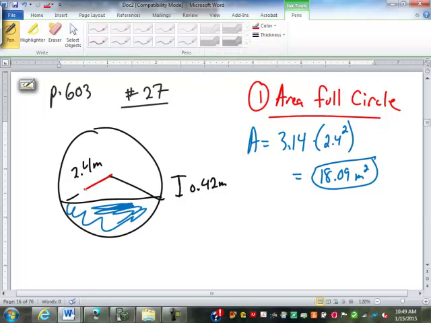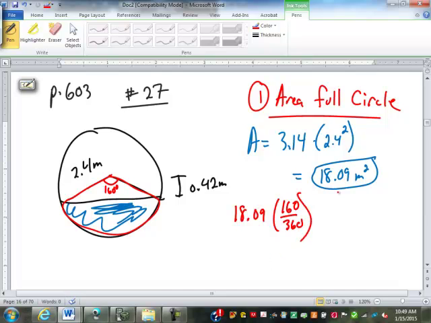Now we're going to find the area of this sector of the circle, this wedge of the circle here. The way we can find that is we were told this is 160 degrees. Well, how much is a full circle? How many degrees? 360. So what we are finding is 160 360ths of the full circle.